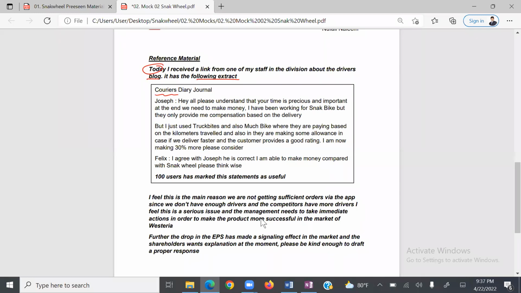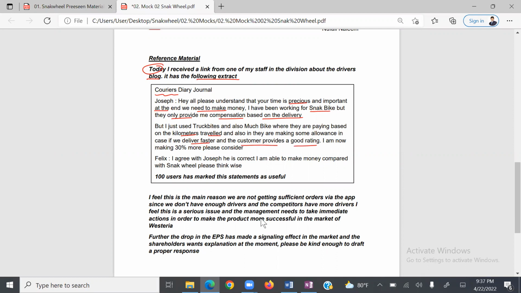Hey all, please understand that your time is precious and important. At the end, we need to make money. I have been working for Snack Bike, but they only provide me compensation based on the delivery. But I also use Truck Bikes and Munch Bike, where they are paying based on kilometers traveled, and they also make some allowances in case we deliver faster and the customer provides a good rating.